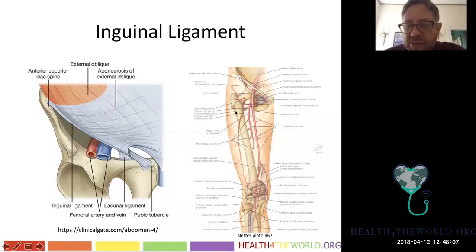So the profunda is really going to supply the majority of blood flow to the thigh, and it becomes an important collateral path when the superficial femoral artery is occluded in the setting, for example, of atherosclerosis. Also, the femoral neck is supplied from branches off the profunda, which are the lateral and medial circumflex femorals, which are going to supply the femoral neck here.